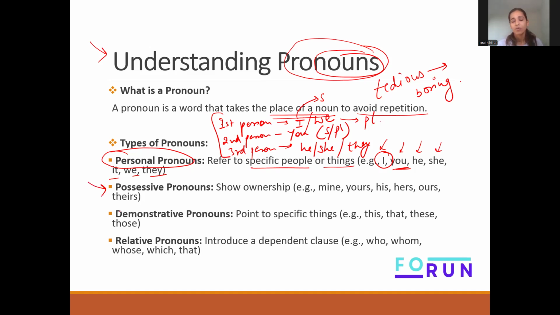Then you have possessive pronouns. Possessive, understand the meaning of possessive. Possessive means possession of something. Possession means when you own something, right? This book is mine. I own this book. It's mine. Your pencil is lost, right? So it's yours, like belonging to you. So possessive is anything that relates to belongingness. When something belongs to you, you own something, ownership. Mine, yours, his, hers, ours, theirs.